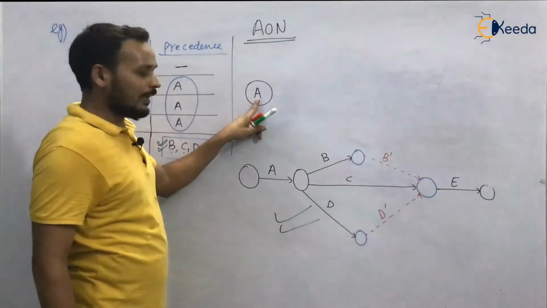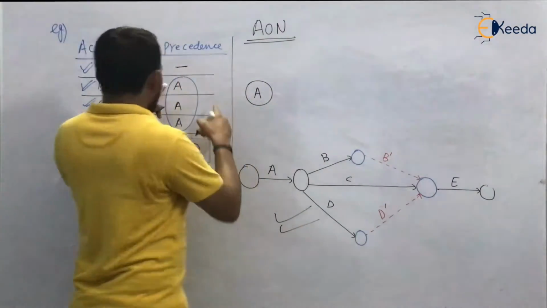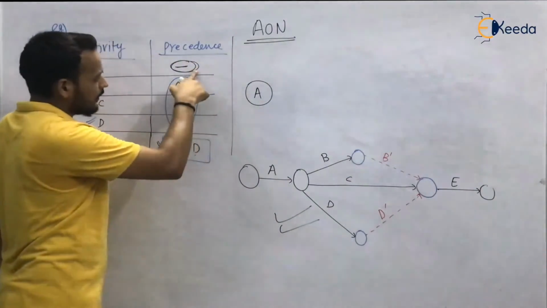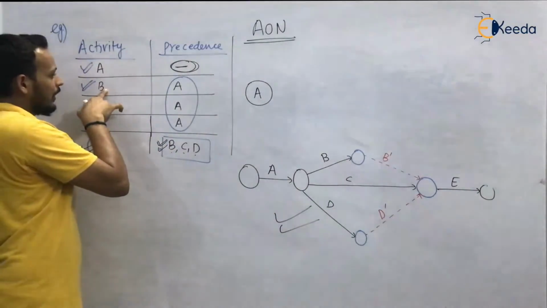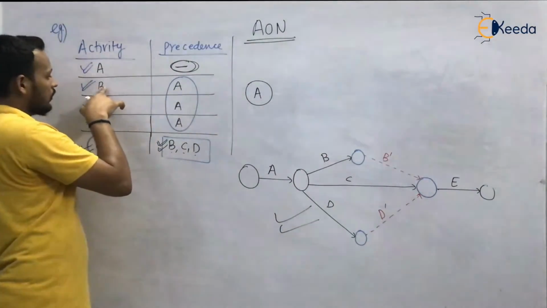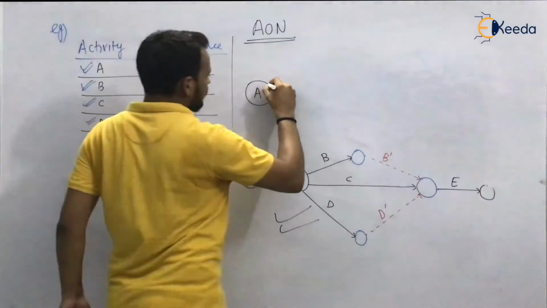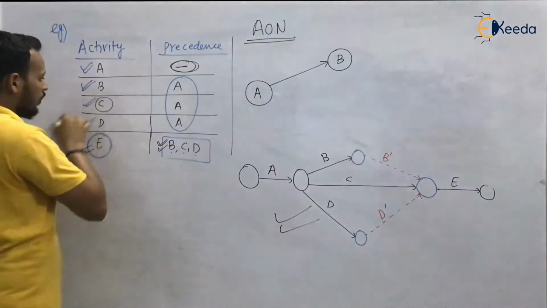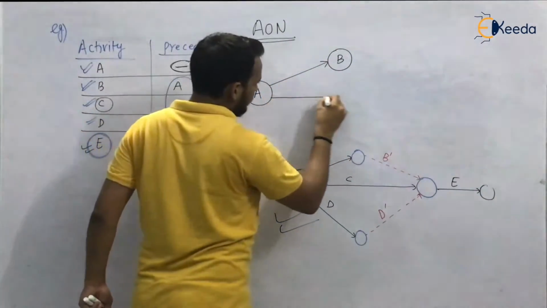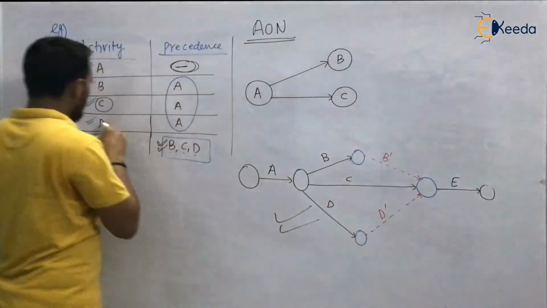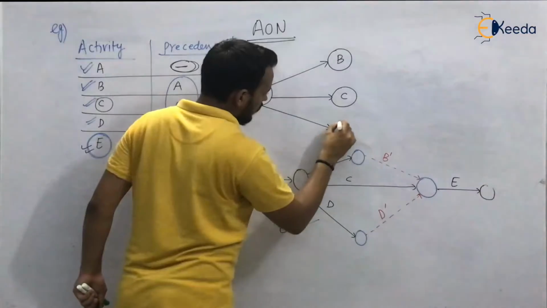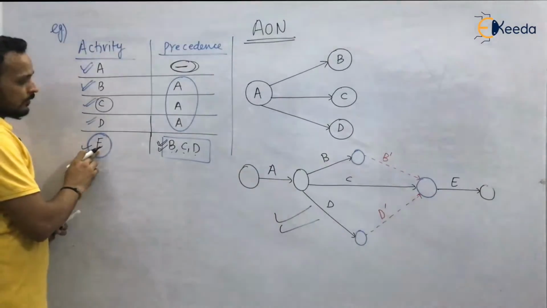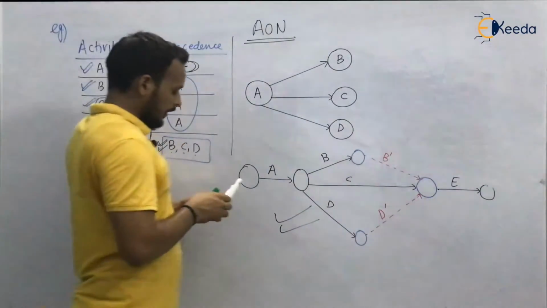So we have to draw A inside this circle. And activity A is starting first because there is no precedence. Now look at activity A. For activity B, the precedence is A. This is B. Now look for C. The precedence is A. For D also, same precedence. Now to start activity E, the precedence is B, C and D.